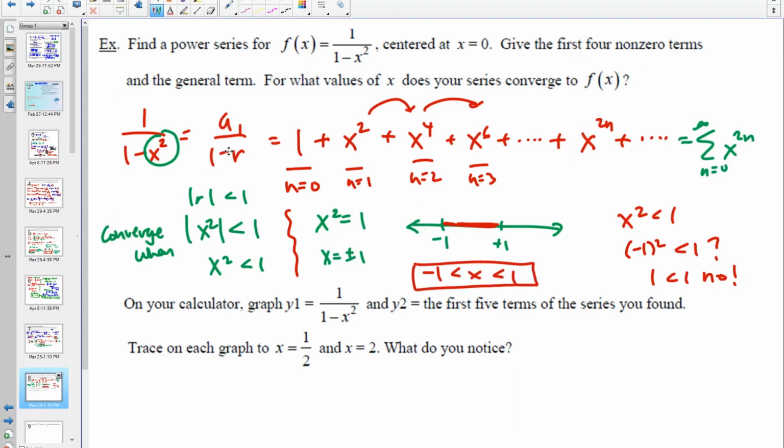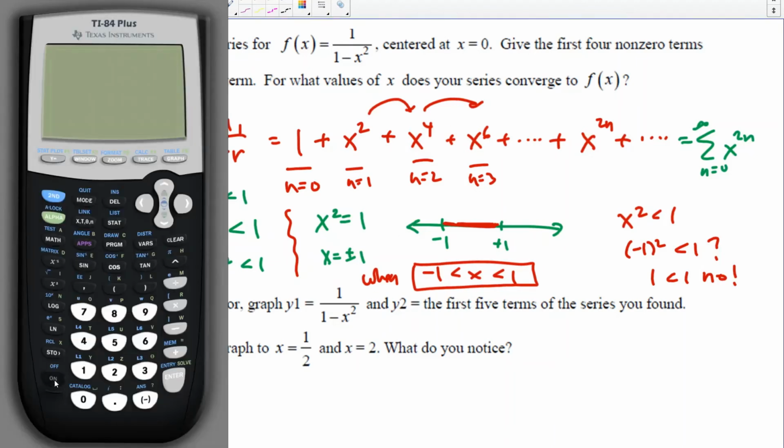So you're saying that this fraction is equal to this series when x is between negative 1 and 1. That is called your interval of convergence. To see what we're saying here, we could put this into our calculator. Put this function into your calculator: y equals 1 over 1 minus x squared.